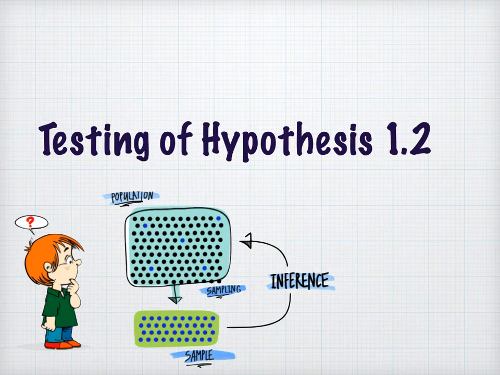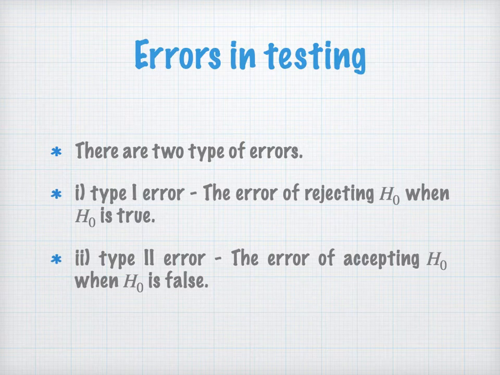where if we accept H naught there can be some error, and if we reject H naught, then also there is a possibility of error. So we are going to discuss that. Coming to the errors in testing of hypotheses, there are two types of errors. The first one is called the type 1 error.